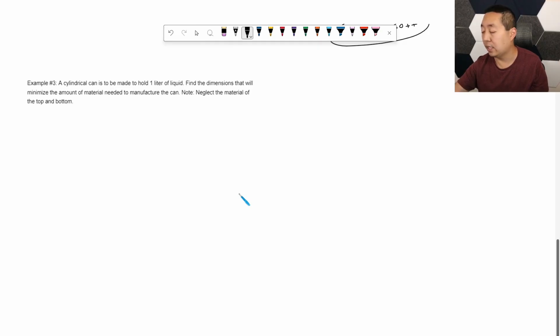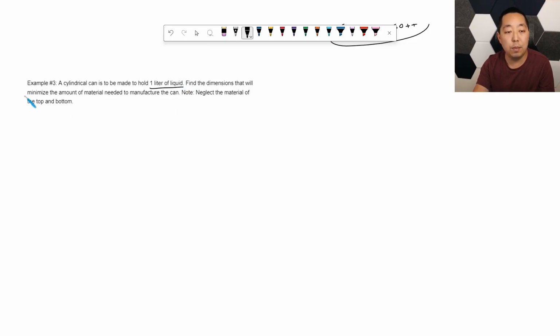Okay, let's do one last example here. So we have a cylindrical can estimated to hold 1 liter of liquid. Find the dimensions that will minimize the amount of material needed to manufacture the can. Note, neglect the material of the top and the bottom. So we're just talking about the side parts here.